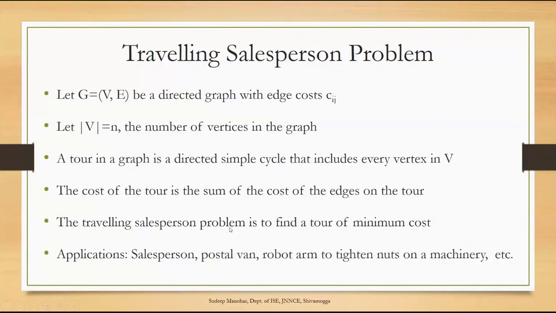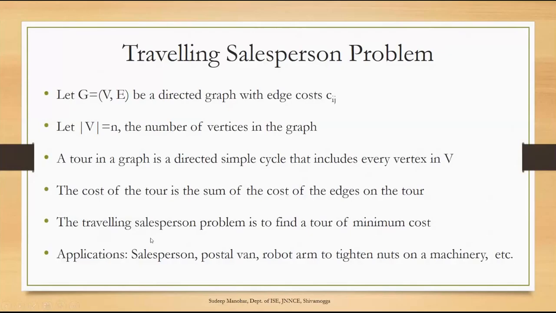The cost of the tour is the sum of the cost of the edges of the tour. Whatever edges are there in that cycle, the sum of the costs of those edges gives the cost of the entire tour. And the traveling salesperson problem is to find a tour of minimum cost. You have to identify such a tour which is of minimum cost.